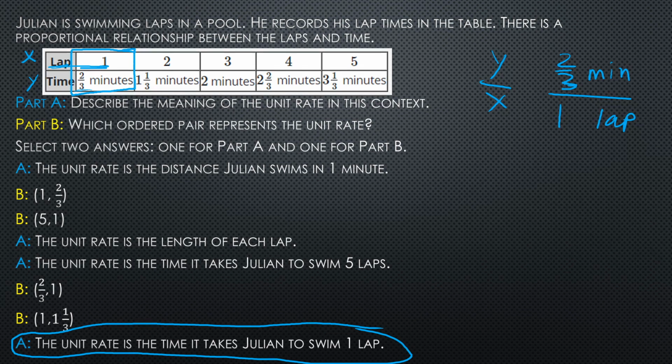And then B wants to know, what is the ordered pair? Well, remember your ordered pair can be written in the form x comma y. My x is 1 and my y is 2/3. So I would have 1 comma 2/3.